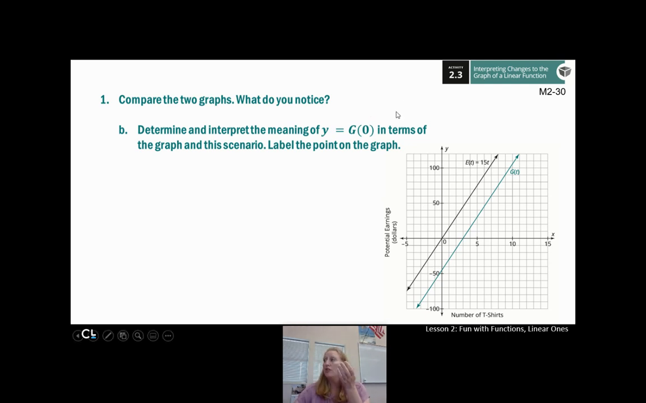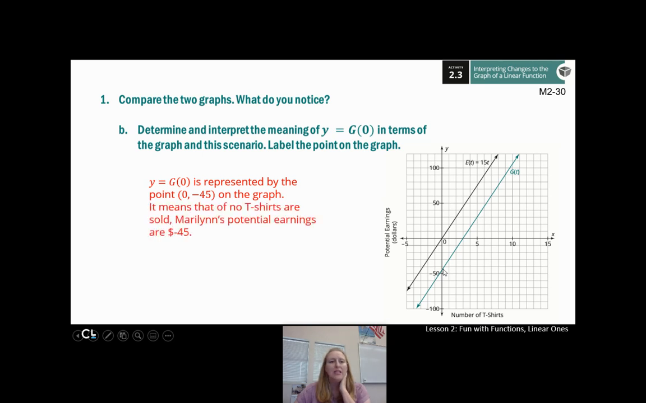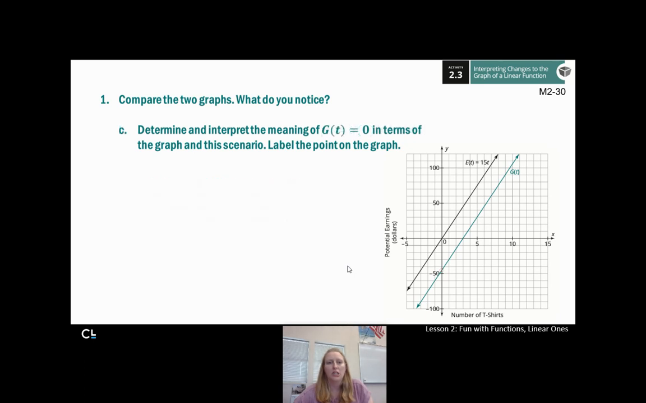So first of all, g of 0, that just means I'm going to plug in a 0 for x. Guys, g of 0 is my y-intercept, right? Y equals g of 0 is represented by the point (0, -45). There it is, right there on my graph. It's my y-intercept. So it means that if no t-shirts are sold, Maryland's potential earnings is negative $45. She's out $45 if she doesn't sell any t-shirts because she's giving away 3 for free at the raffle. That's what that means. That's very sad, Maryland. I hope you sell some t-shirts.